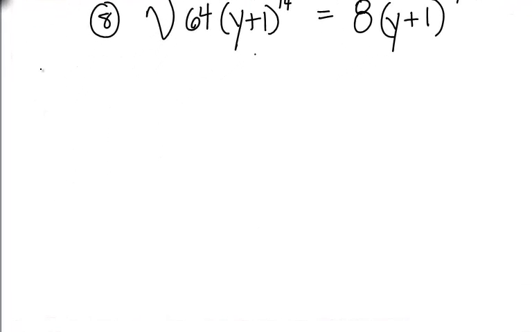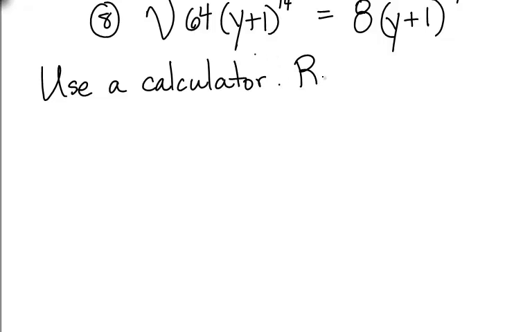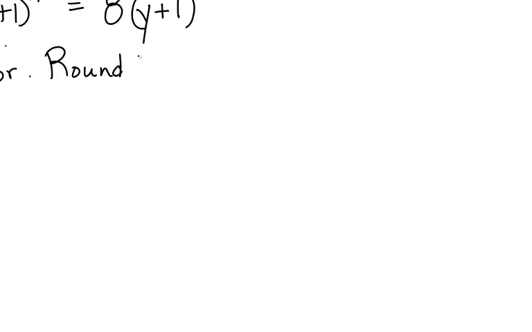Okay, then the next part, the author is going to have you use a calculator. Use a calculator. Round, and don't miss it because of the rounding. Round to the nearest 1,000. 3 decimal places, yep.